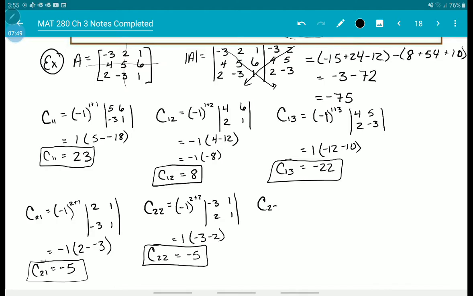And then C23. Take out second row, third column is the sign, times the determinant of the matrix negative 3, 2, 2, negative 3. So this is going to be a negative 1 times 9 minus 4, which is a negative 5.